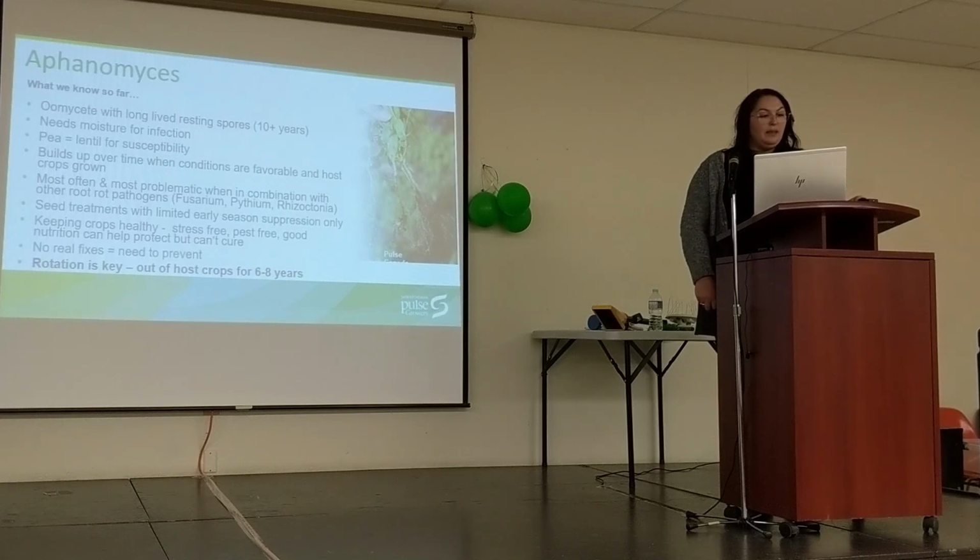Only in a low risk situation will a seed treatment really give you the silver bullet magic that you're looking for. The biggest thing that we're seeing so far is that you keep your crops healthy. Just like you and I, when we get stressed, tired, dehydrated, not eating well, we get sick easier. Pulse crops are going to be the same way. If we keep them healthy, stress-free, and give them a good fertility package, they're going to have a better ability to withstand or tolerate a root rot infection. But there are no real fixes, and right now rotation is the only real thing that we have to combat this. Most of our pea and lentil growers are looking at 6 to 8 year rotations for Aphanomyces management.